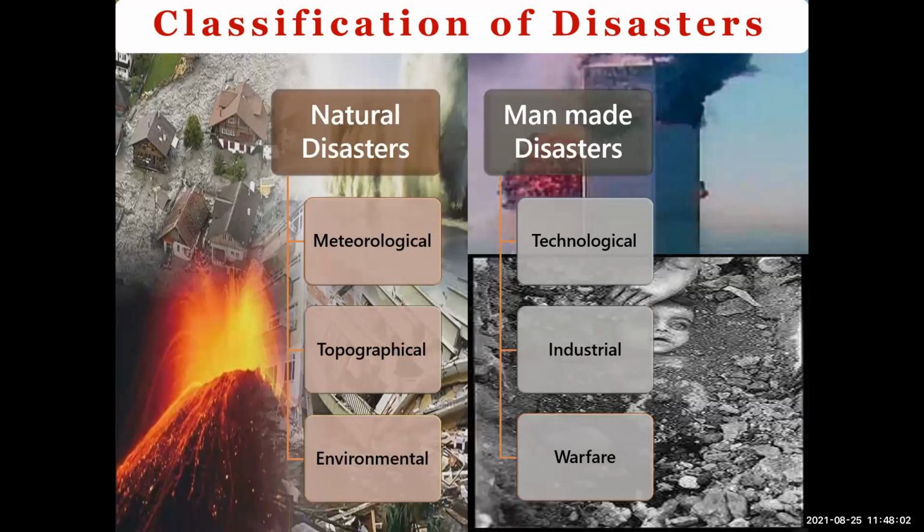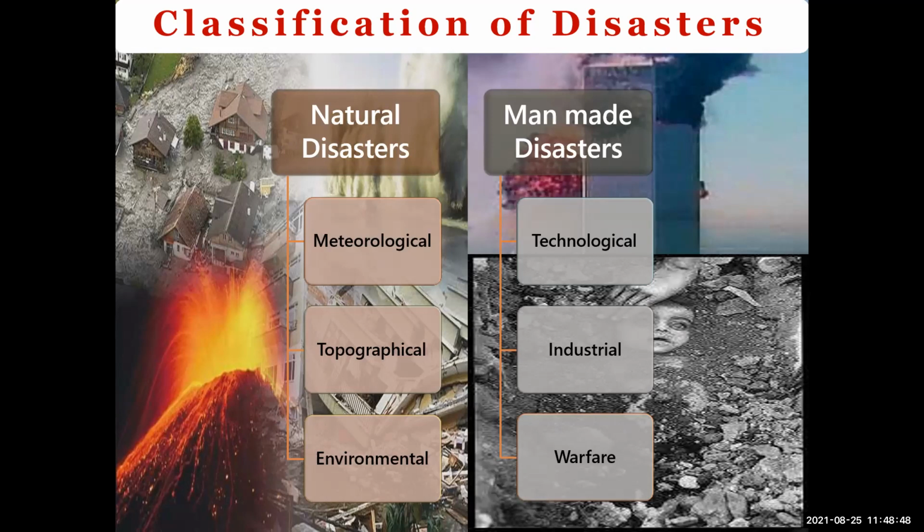Classification of disaster. There are two types of disaster: natural and man-made. The natural means meteorological, topographical, and environmental. So first, what is a natural disaster? A disaster is a major adverse event resulting from a natural process of the earth.